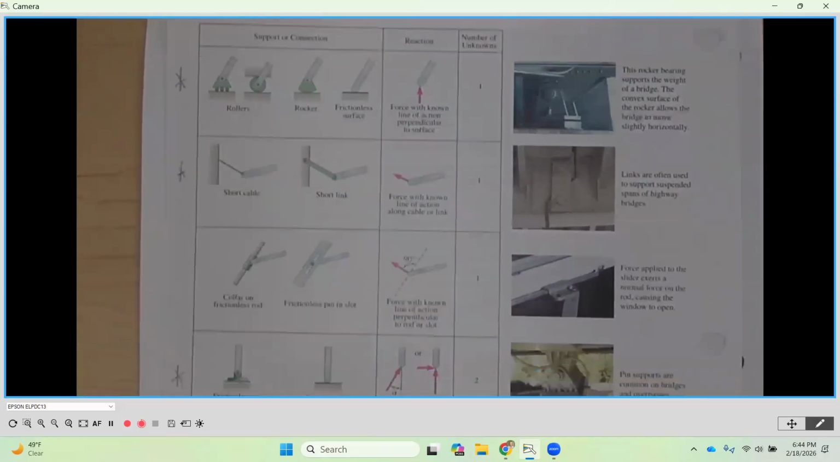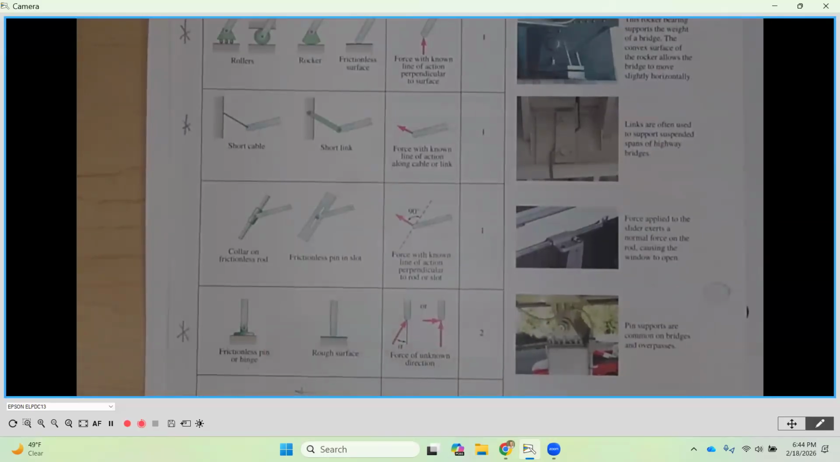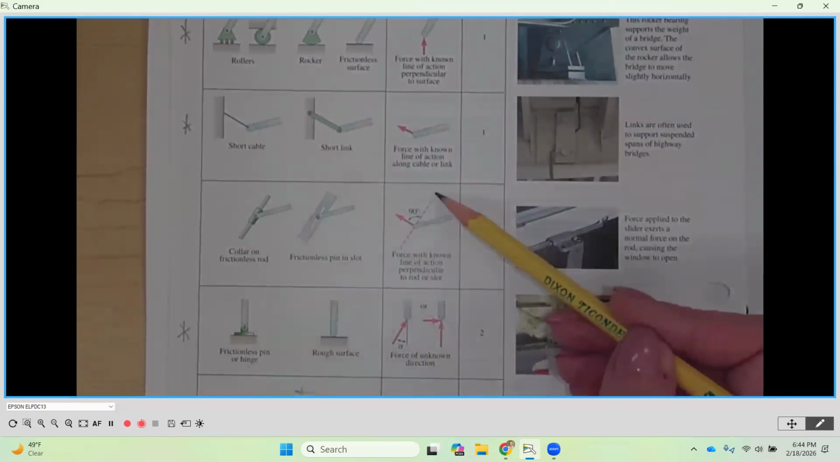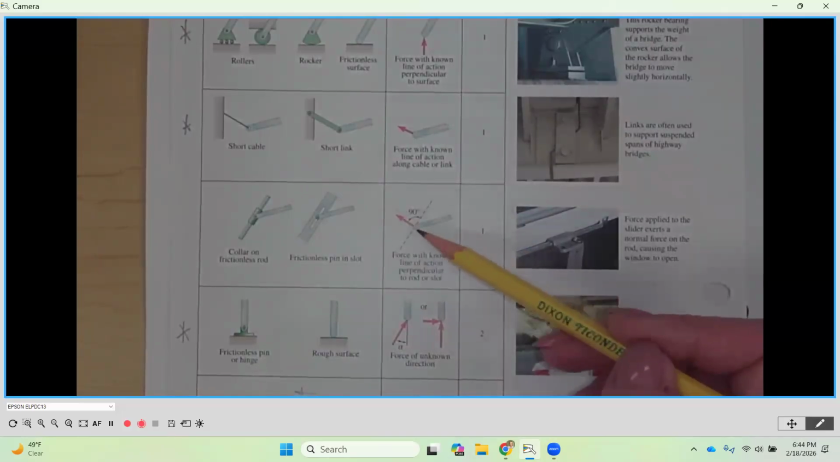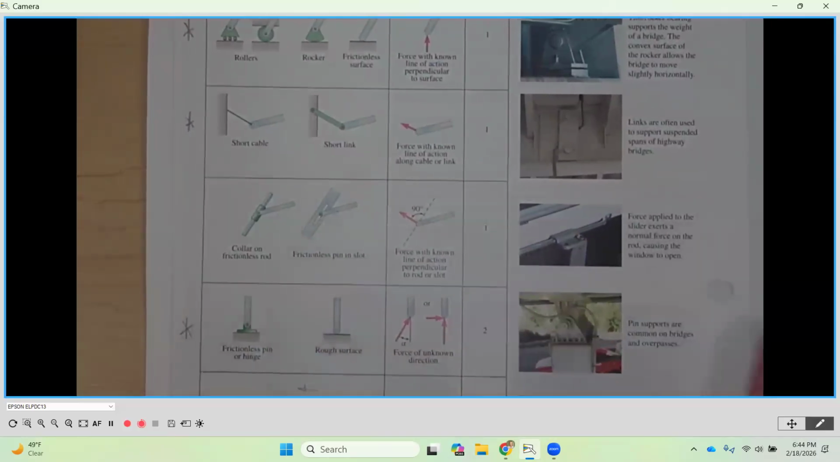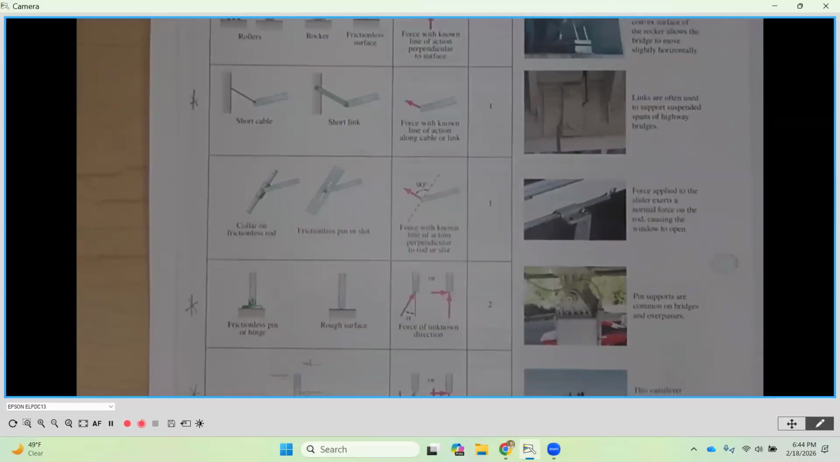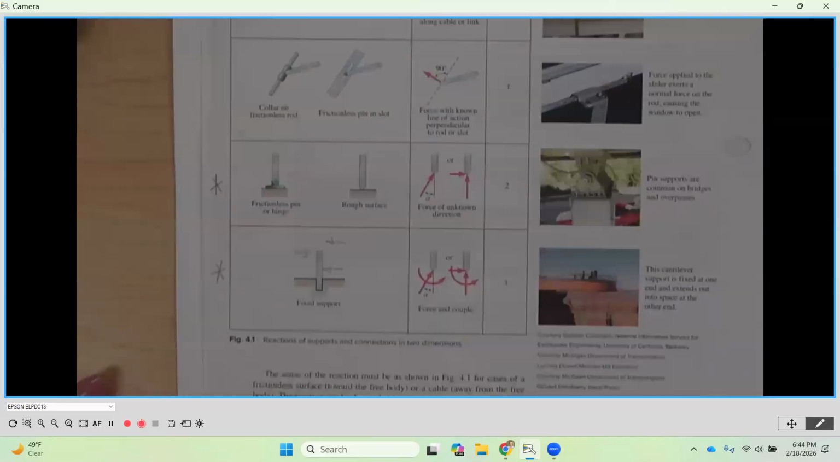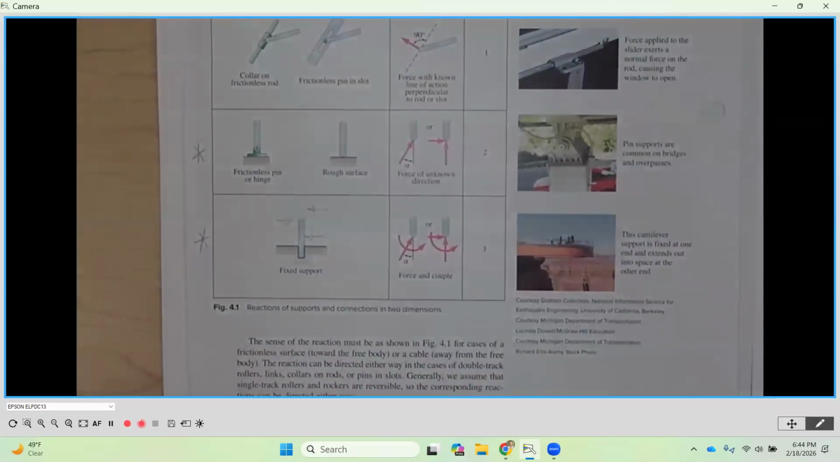Okay. The next one that we have here is going to be a frictionless pin. We're not going to be dealing with a frictionless pin in a slot like we see here, so I'm going to skip over it, but it would be along the line of action and perpendicular to it. But we won't see any of those in our statics class. The last two, though, are two more that we want to be familiar with. This one is called a frictionless pin. So we call it a pin reaction or a pin connection.